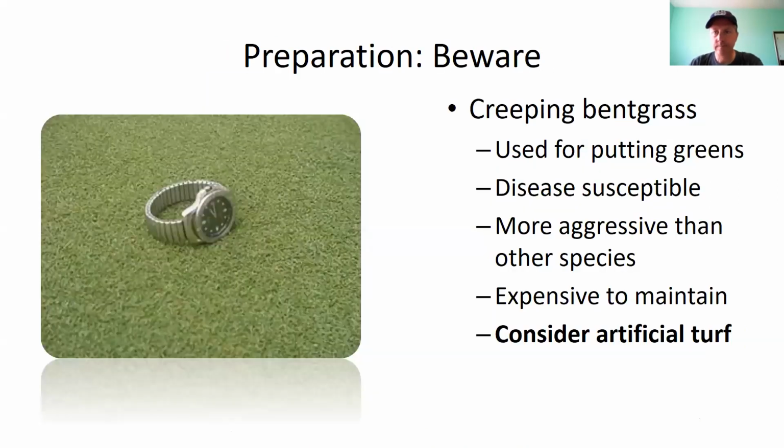Okay, so some things to be aware of. Bent grass. Bent grass is the putting green grass that you find on golf courses, and if they have natural putting greens, that's what they use. But it is not a grass meant for home use.